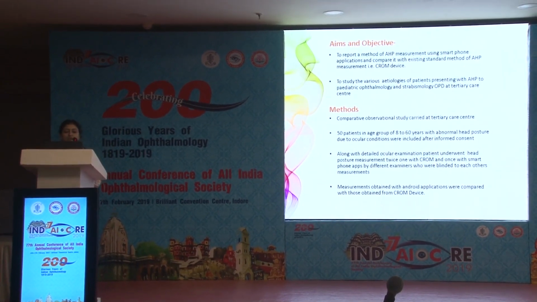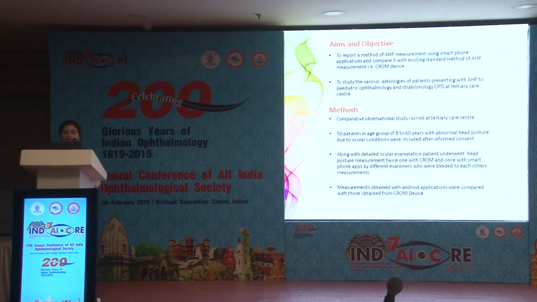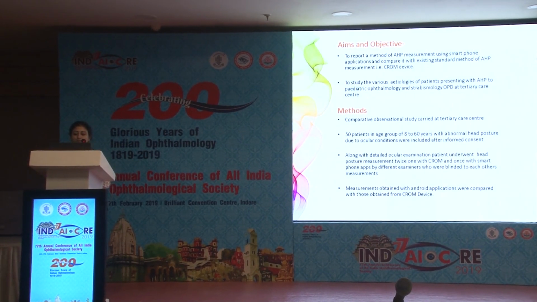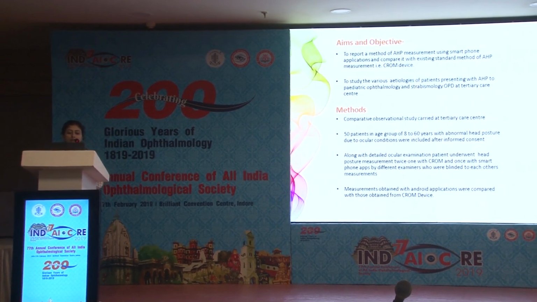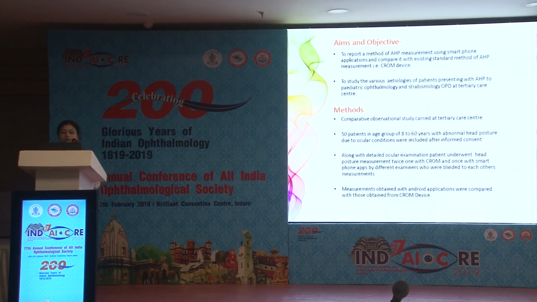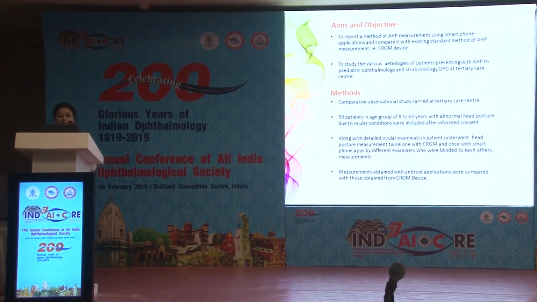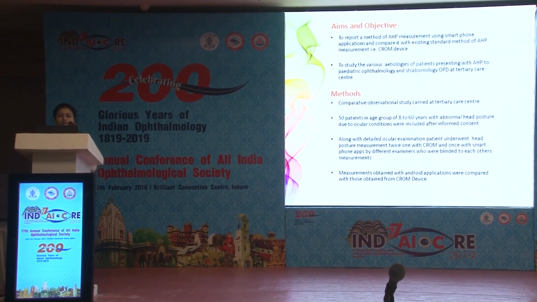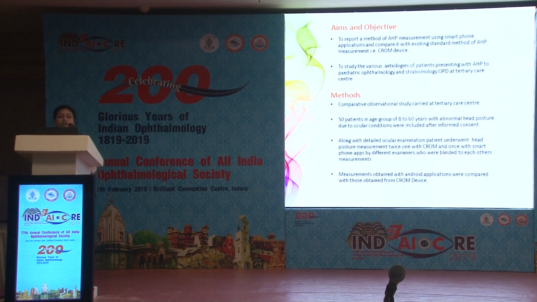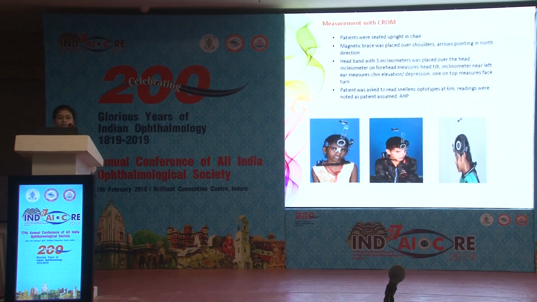Secondary aim is to study the various etiologies of patients presenting with AHP to pediatric ophthalmology and strabismology OPD at tertiary care center. It is a comparative observational study carried at tertiary care center. 50 patients in the age group of 8 to 60 years with abnormal head posture due to ocular conditions were included after informed consent. Along with detailed ocular examination, patients underwent head posture measurement twice, once with CROM and once with smartphone application by different examiners who were blinded to each other's measurement. Measurements obtained with both methods were compared.